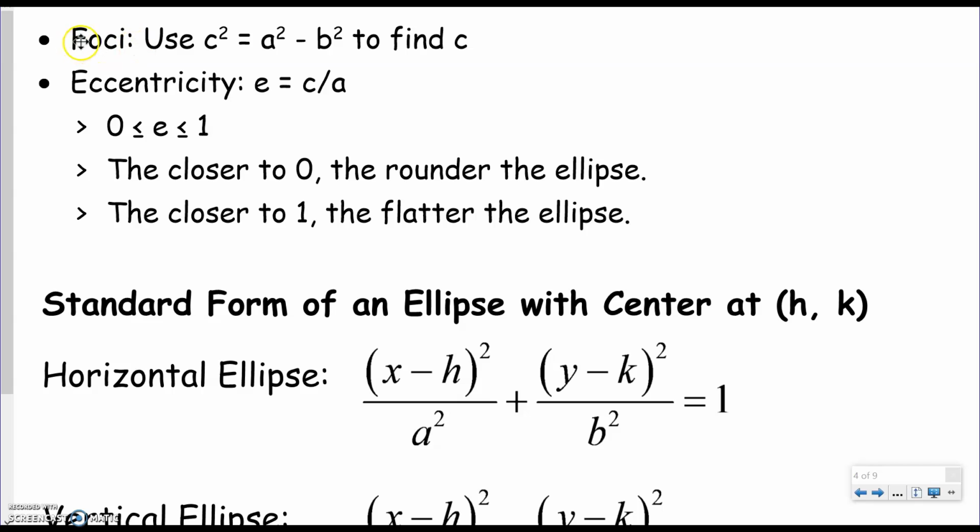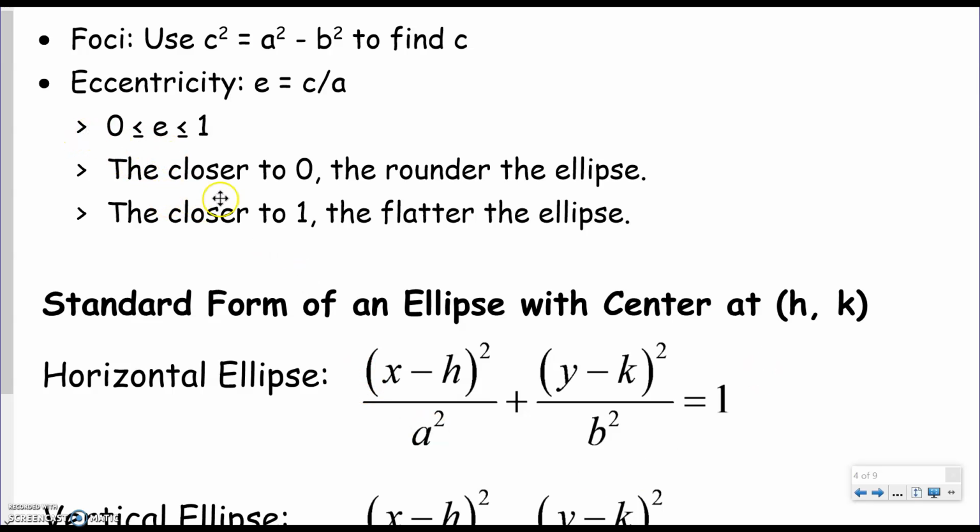The two things you really need to know: to find the foci, you're going to use the relationship c squared equals a squared minus b squared. So remember, a squared is the bigger number in the denominators, b squared is the smaller number. And then take the square root after you subtract to find your c. And that's going to help you find your foci.